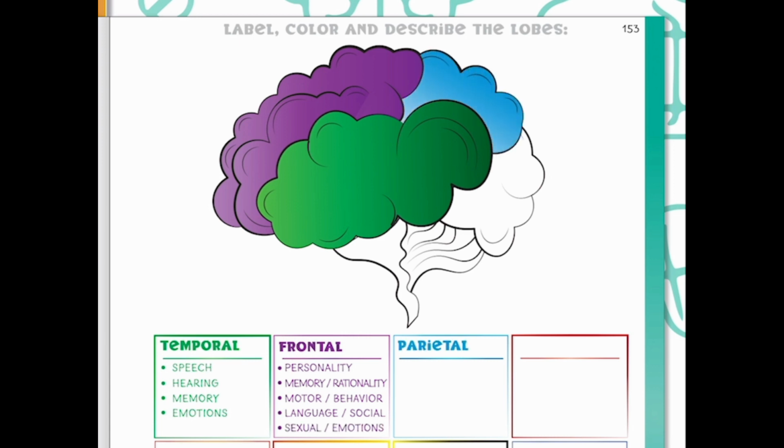The parietal lobes are located behind the frontal lobe and above the occipital lobe. And the parietal lobes process our sensory information it receives from the outside world. So this is like our body sensations, our spatial awareness, things like our touch, temperature, and pain.